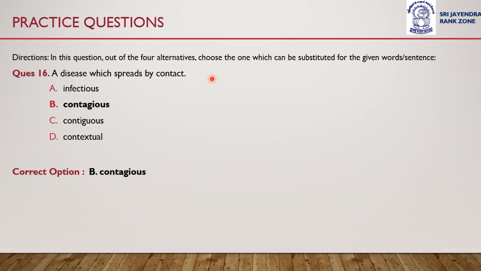Contagious is a word used for a disease which spreads by contact. Contagious is used to define a virus which spreads through contact. Option B, contagious, is the correct answer.